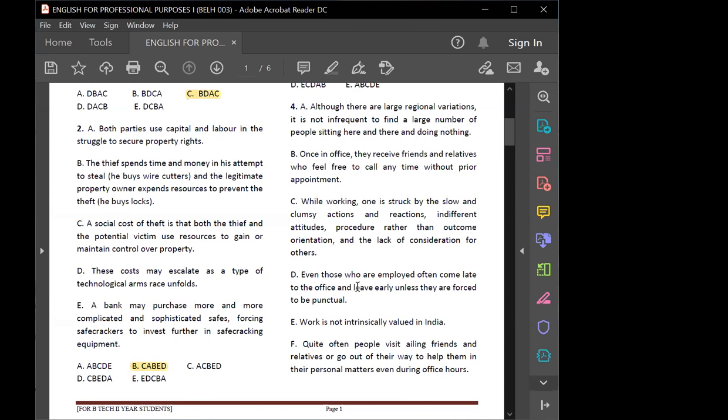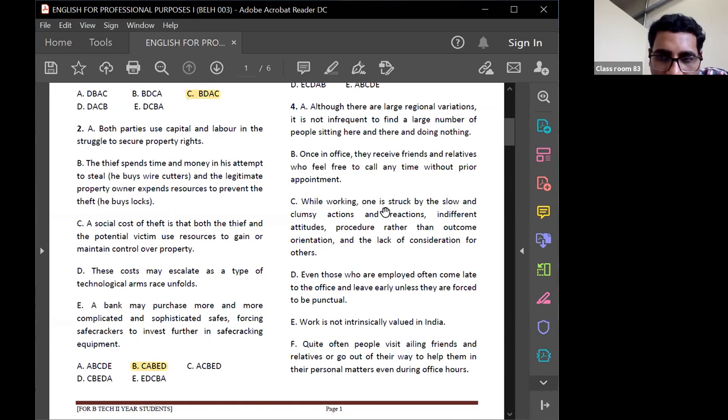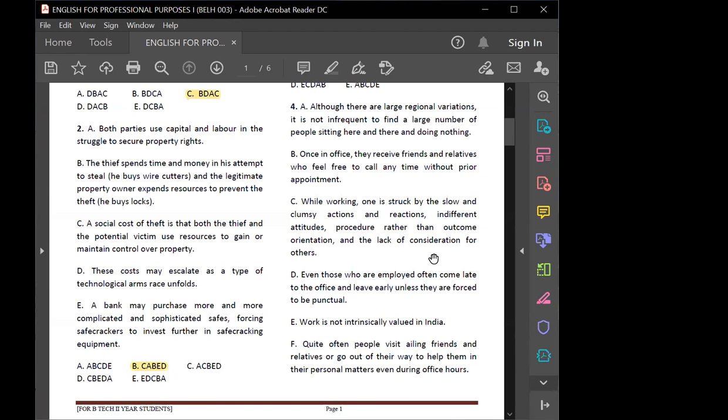B or C. B or C. Good, very good. So what do you think? What should be the last sentence now? You are halfway through. Let's decide the last sentence. Only F is left.